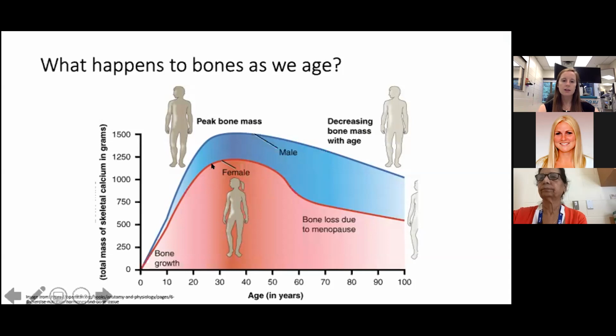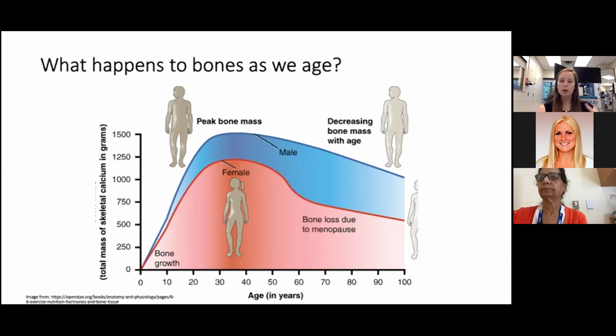Then, as you can see, it kind of plateaus for a few years, and then especially in women, right around the age of 40 to 50, when menopause is beginning and estrogen is decreasing, we see a big dip in our bone mass. Just like in cardiovascular disease, estrogen can play a large role in women's health.